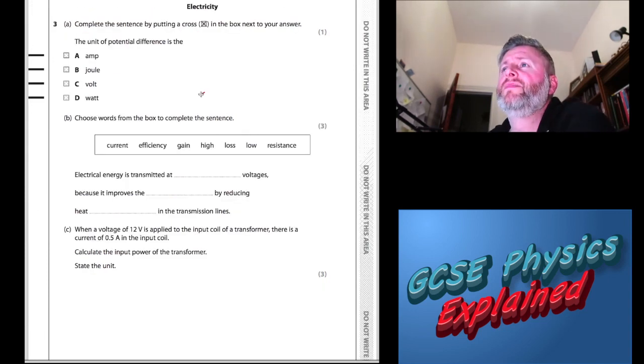Number 3. Complete the sentence by putting a cross in the box next to your answer. The unit of potential difference, that'll be the volt.